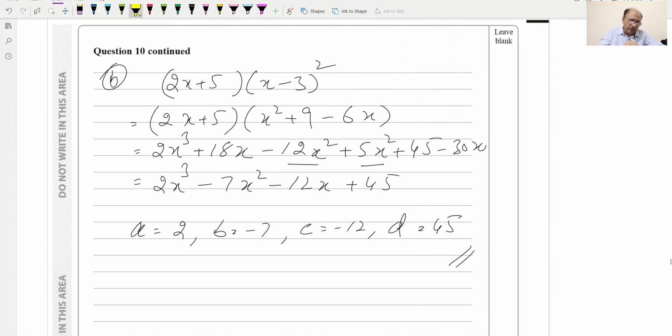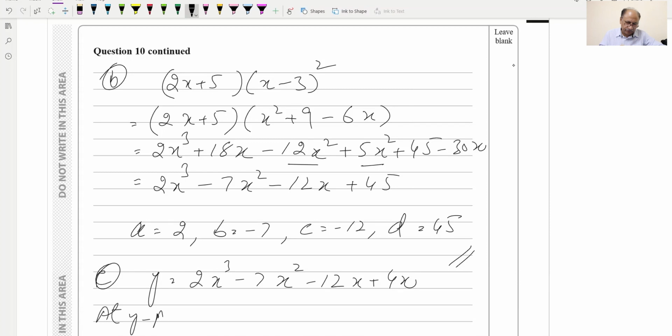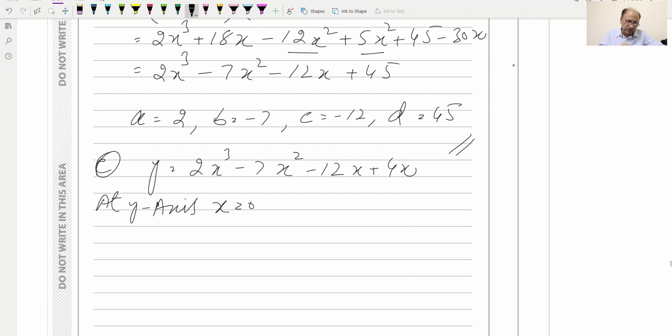y. Utilizing the equation which we just got, at the y-axis x will be equal to 0, so this implies y will be equal to 45. So the coordinates of P will be (0, 45). This will be our coordinates which we found.